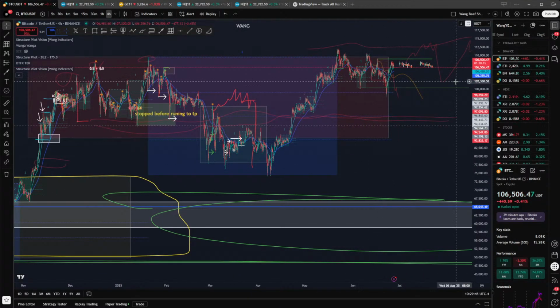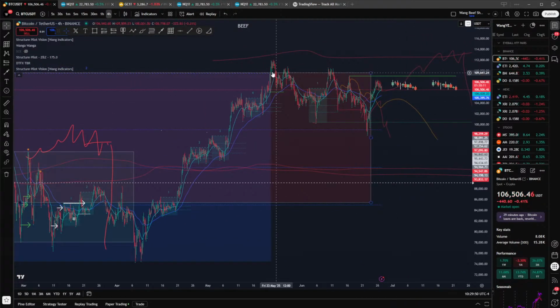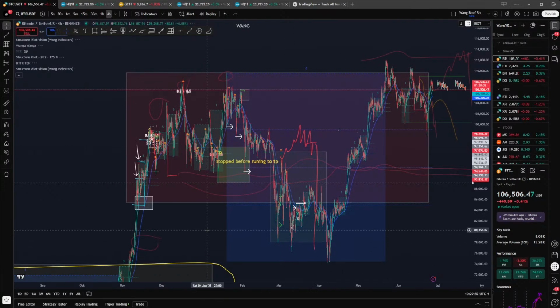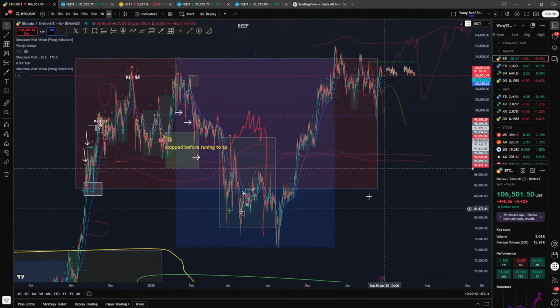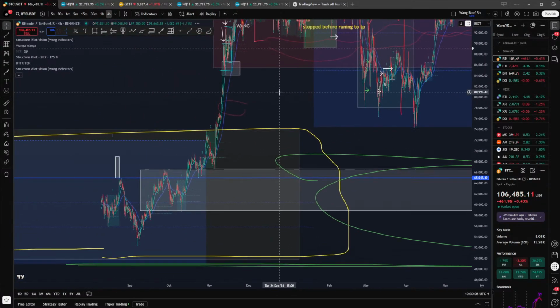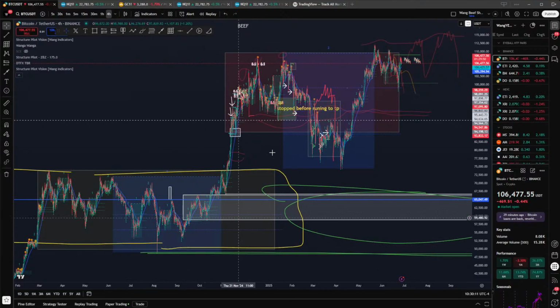Bitcoin is, so you have a structured move to the upside, and then you have this range forming. So you have a low here that put that high, and a low there that put a new high with a close. So your current range is from that low.